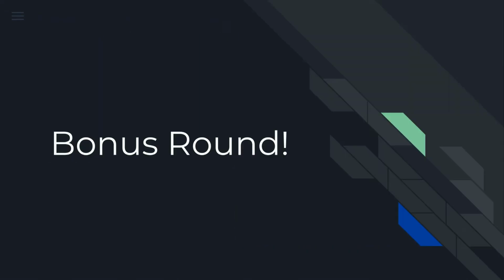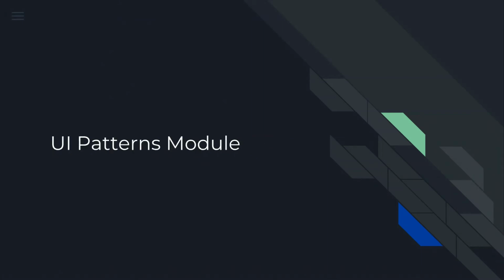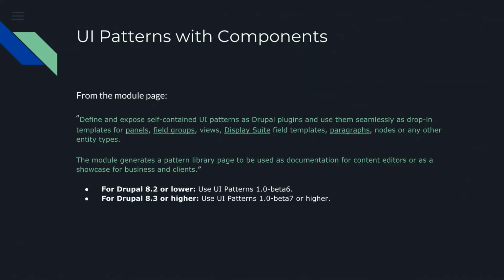Cool. So, bonus round. The UI Patterns module works very much hand in hand with this. From the module page, it allows you to define patterns as Drupal plugins, and then you can drop them in as templates for pretty much anything. If it's an entity type, you can do this from the GUI, or you can not do it from the GUI. As an example, it comes with a module called UI Patterns Field Group. So what you could do is define a Twig component, and I'll show you the next step.